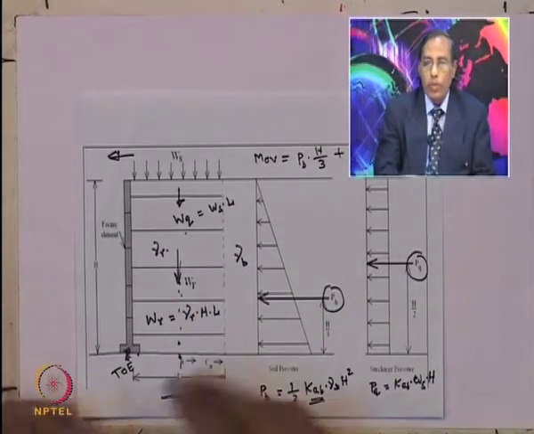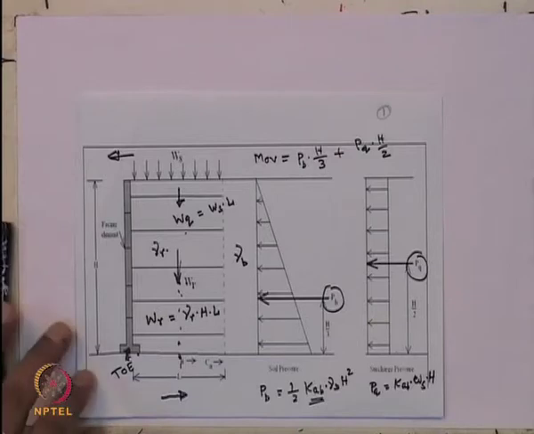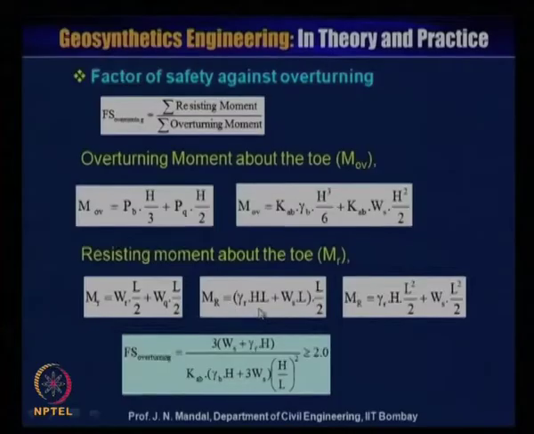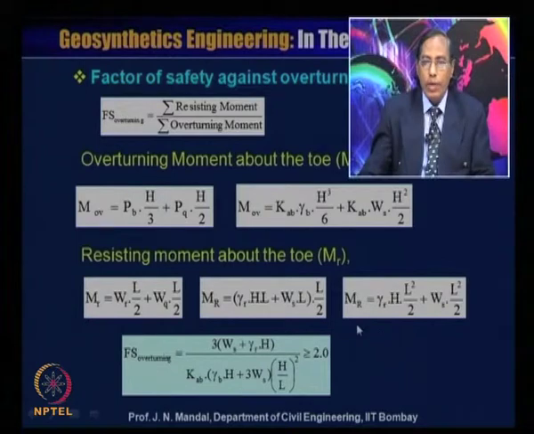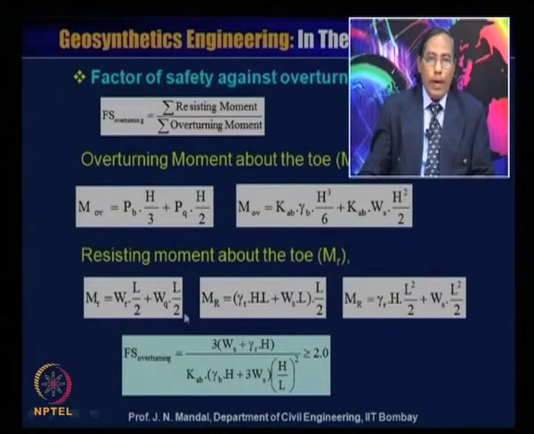So if you substitute this value here, you can see that MR is equal to gamma R H into L plus WS into L by 2. So if you calculate, you can have MR is equal to gamma R H into L squared by 2 plus WS L squared by 2. Now you find out what will be the factor of safety against overturning.